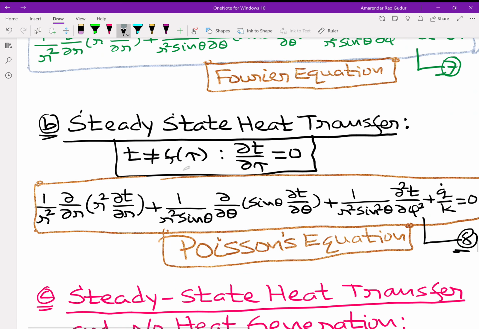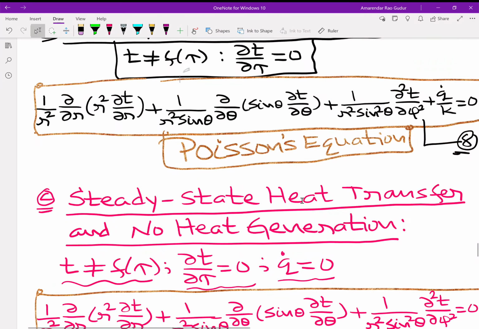Therefore, RHS vanishes, which means that R conduction plus theta conduction plus phi conduction plus heat generation should compensate for each other such that everything is steady. This equation is known as the Poisson equation.